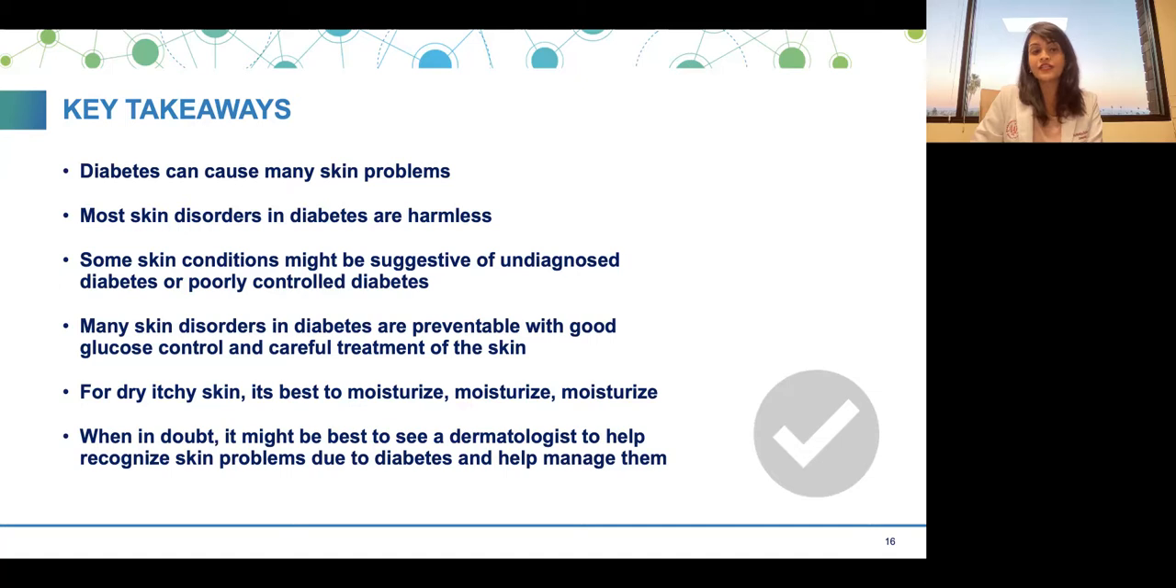And then for dry, itchy skin, it's best to moisturize, moisturize, moisturize. If there is one main key takeaway you can get from this talk, it's that if you think your skin is itchy, go ahead and moisturize, because most commonly we see that itchy skin is because of very dry skin. So moisturize with a thicker cream or ointment rather than lotion, and that will help significantly. And when in doubt, it might be best to see a dermatologist to help recognize any skin problem due to diabetes and also to help manage them.